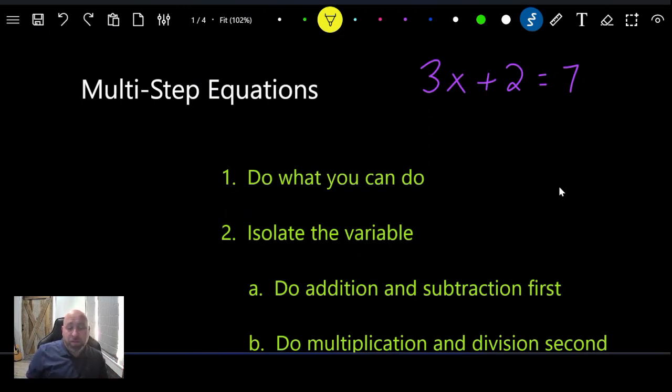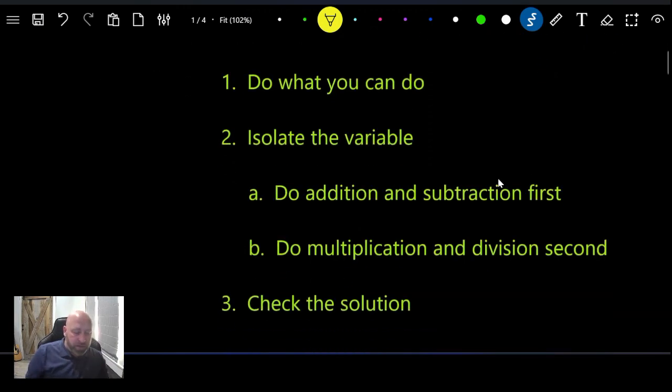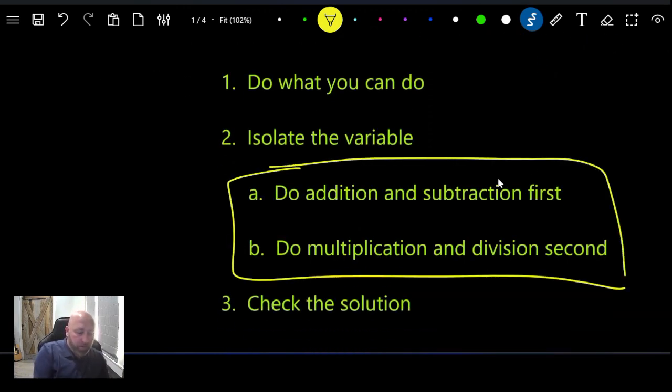Okay, so I'm going to move on to step number 2. Isolate the variable. What does that mean? Get the letters by themselves and get the numbers by themselves. We talked about that. Again, we could call this the letter side and this the number side. We're trying to get all the letters to the left and all the numbers to the right. That's what we're trying to do. So let's follow these next two steps and try that.